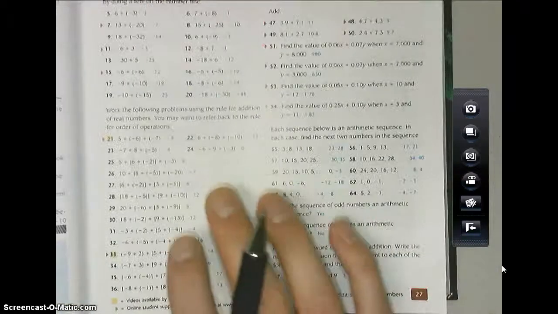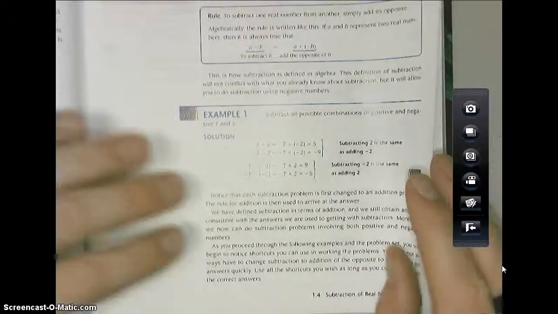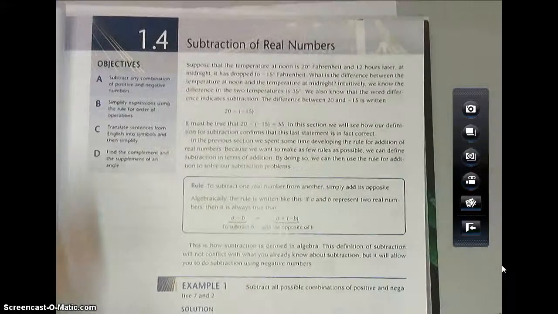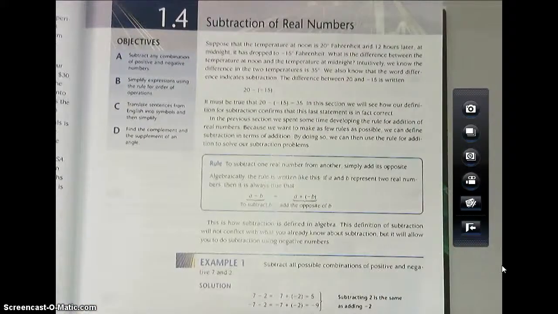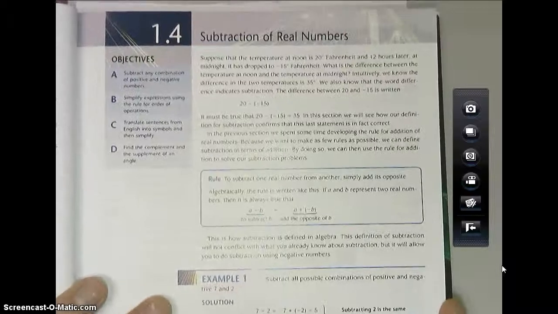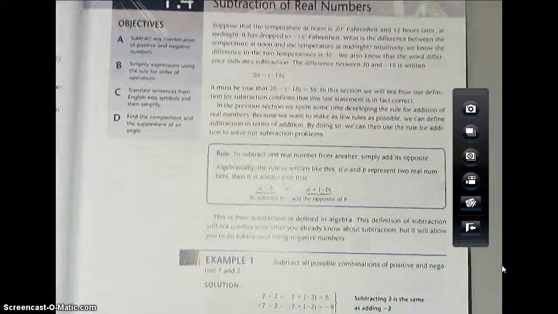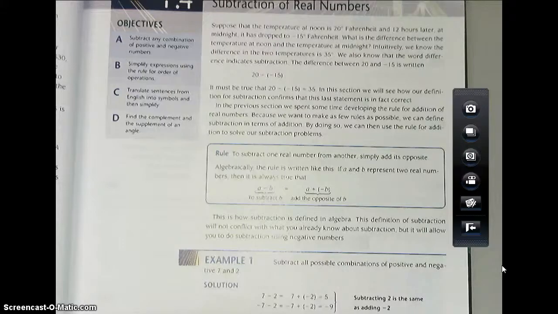As you move on, something that I find interesting, it's actually in 1.4 with subtraction of real numbers, is the way that they want you in this book to do your subtraction. Basically it's this rule at the very beginning of section 1.4. It says that to subtract one real number from another, you simply add its opposite. Okay? And this is where we start to fall down, because we don't think of subtraction as adding an opposite.